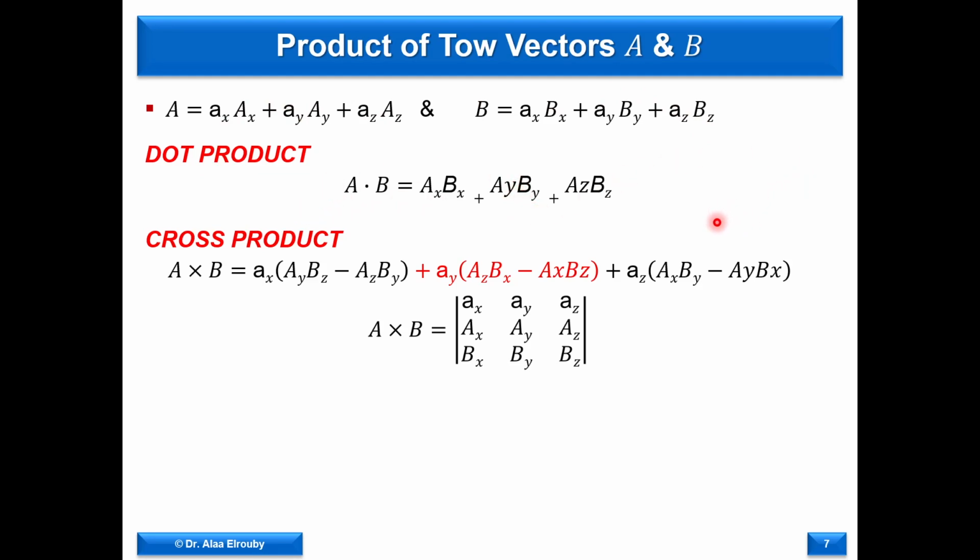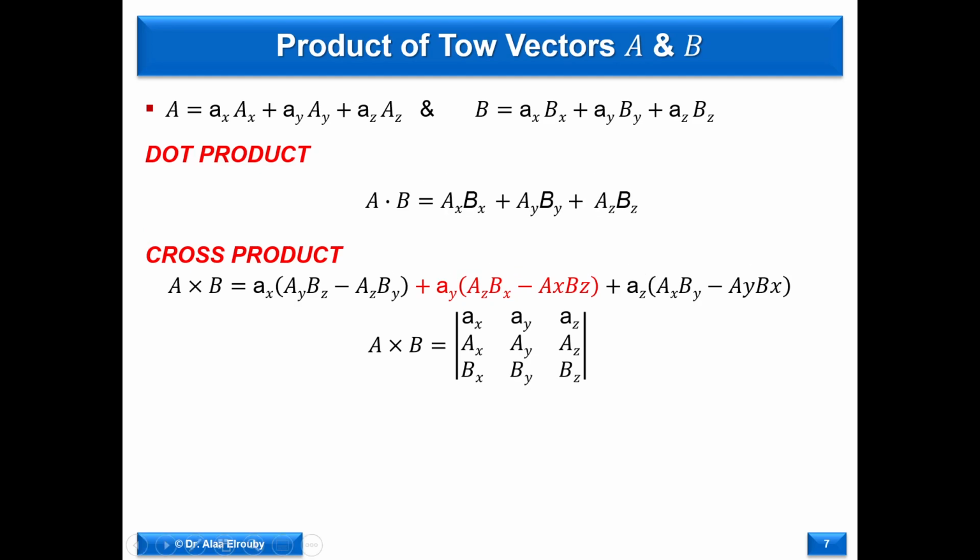So let me just adjust the syntax. Okay, so the dot product would be the multiplication of the magnitude along x for the two vectors, plus the magnitude along y for the two vectors, plus the magnitude along z for the two vectors.